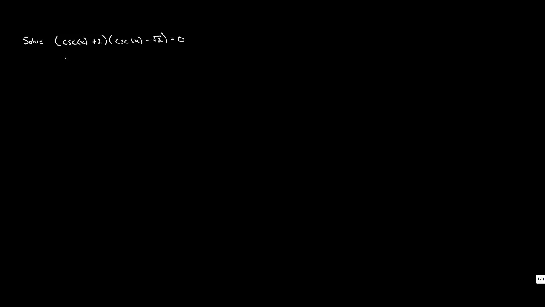For this particular problem, we're asked to solve this equation on the interval 0 to 2 pi, not including 2 pi. So let me go ahead and replace these parentheses with different colored brackets so that you can see what we've got. Now, we've got one thing right here, we've got another thing right here, and they're multiplied together to get 0.